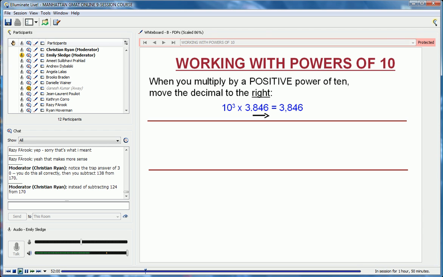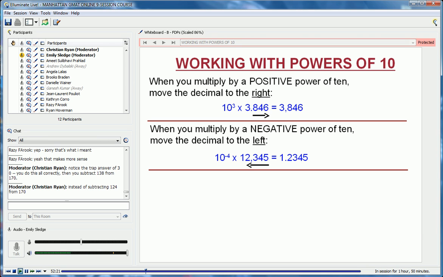When you multiply by a power of 10 that has a positive exponent on it, that equates to lots and lots of zeros. You're multiplying by a big number. And what that means is you'll move the decimal place to the right in the thing that you're multiplying with. So in this case, 3 to the right makes this 3,846. And the opposite is true when you multiply by a negative power of 10. That's like dividing by a big number. So you move the decimal place the other way.